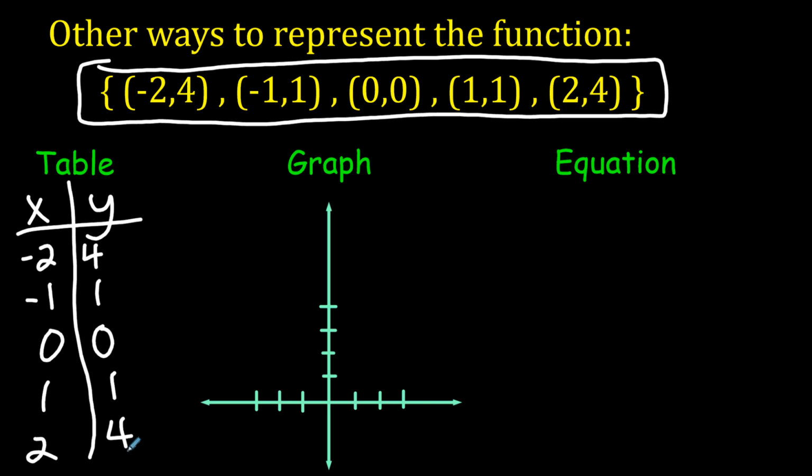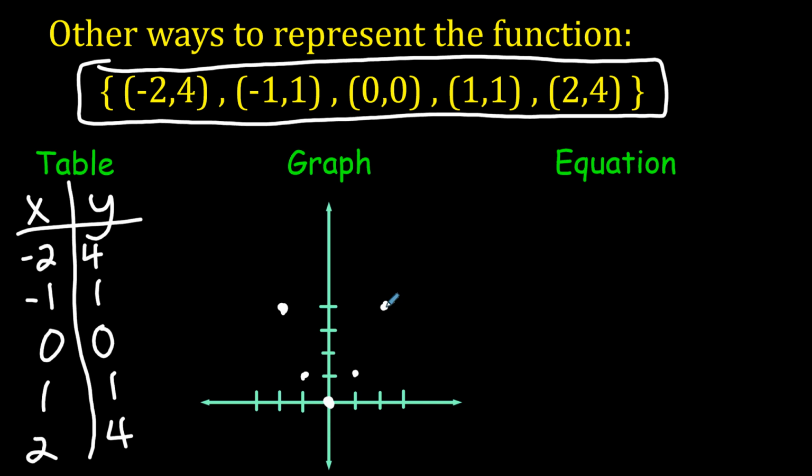You could graph this if we're using x's and y's. So we go back 2, up 4, and make a little dot. We go back 1, up 1, make a dot. We go (0, 0), (1, 1), and (2, 4). So we would have, this is a graph of 5 dots, basically.